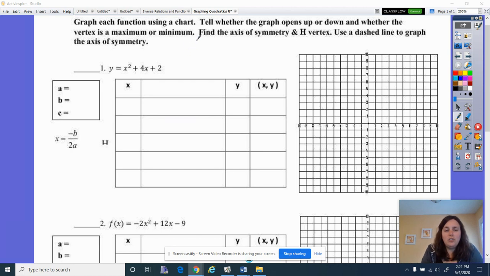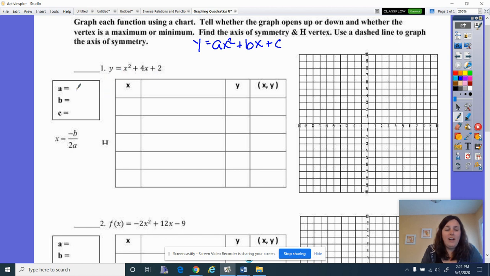So what you need to do is remember that your quadratic function in standard form is y equals ax squared plus bx plus c, where a is the number in front of the x squared, b is the number in front of the x, and c is the constant. So here, the first thing I want to do is identify my a, my b, and my c. So we have y equals x squared plus 4x plus 2.